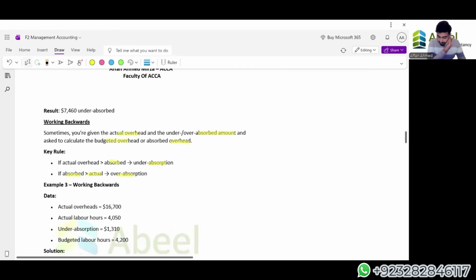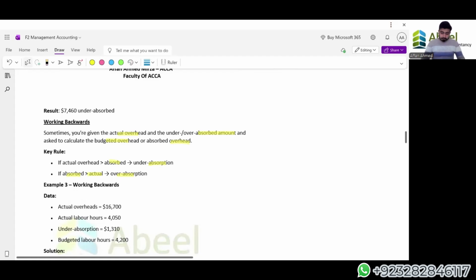Now, what they're telling us is that actual overheads are 16,700. Actual labor hours are 4,050. Under absorption is 1,310, and budgeted labor hours are 4,220. They have not given us the overheads here. They have given us the actual hours and the budgeted hours, and they are asking us to calculate the overheads that were budgeted in nature.